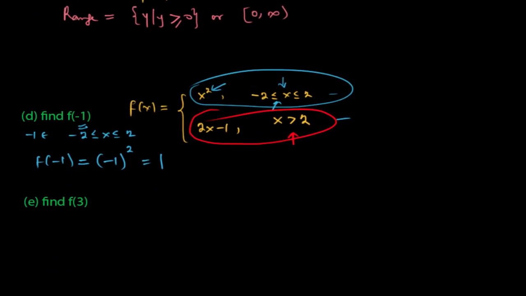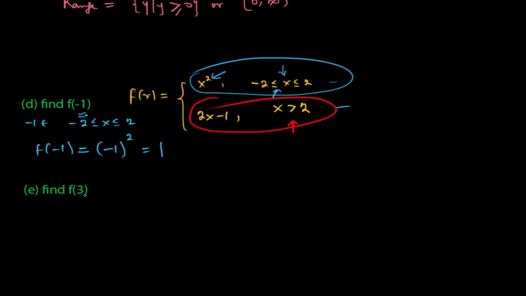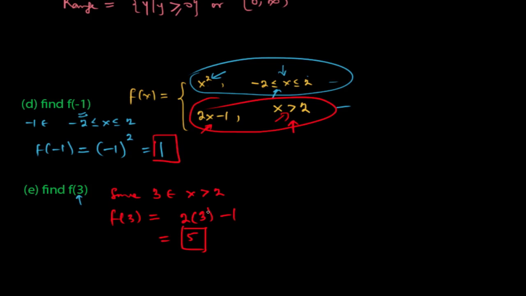For the next question, it says find f of 3. My 3 here doesn't fall in this range, but instead it falls within this range here because x is greater than 2, and 3 falls within this range. So since 3 belongs to the range x greater than 2, we would use this definition here. So my f of 3 is going to be 2 times 3 minus 1, which is 6 minus 1, and that is 5. So this is the solution here, and this is the solution here, and that completes the whole problem.